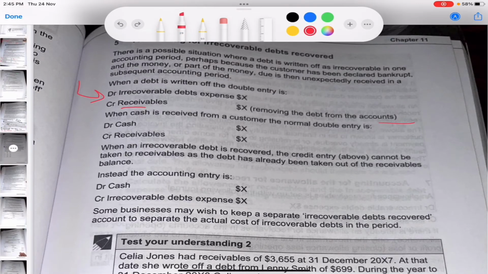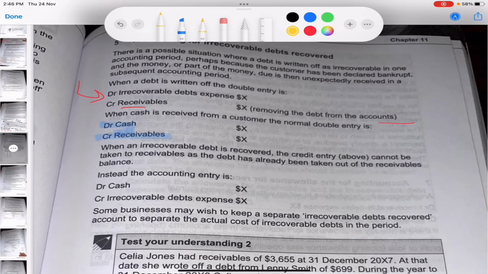So what would be the write-off entry? Debit irrecoverable debts expense and credit receivables. We know that. And what would be the normal entry whenever cash is received before writing off? Cash is coming in and credit receivables. This is our normal entry.